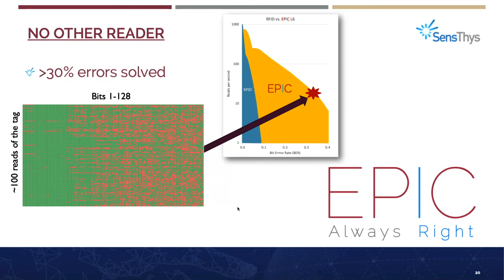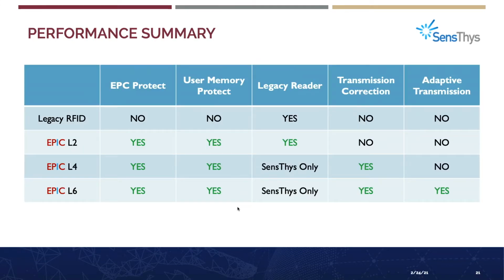Whoops, wrong way. So really quickly, again, we talked about different levels. Level 2 lets you say to your customer, the data that we report is the data that you meant to write on the tag, and it can extend tag lifetimes very meaningfully. So that's what level 2 does. Tag lifetimes can be extended a lot, and the data that you receive is absolutely right.